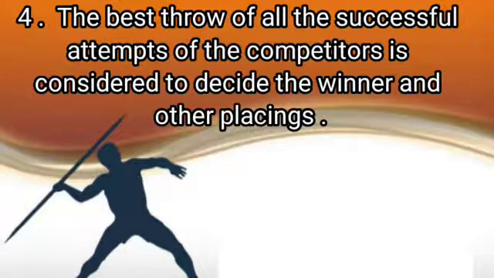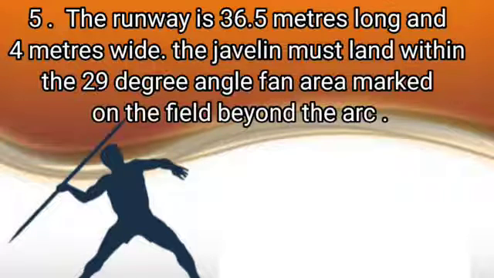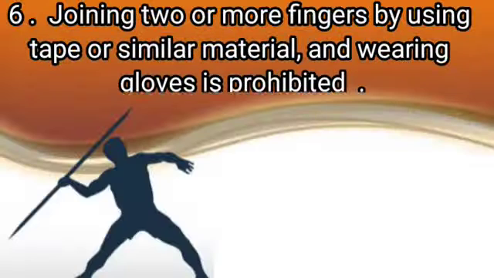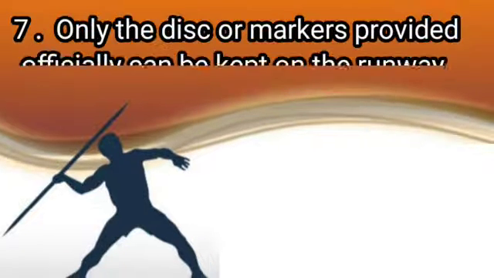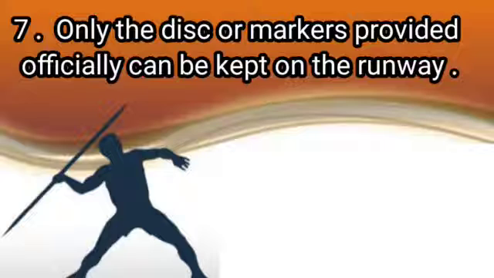The best throw of all the successful attempts of the competitors is considered to decide the winner and other placings. The runway is 36.5 meters long and 4 meters wide. The javelin must land within the 29-degree angle fan area marked on the field beyond the arc. Joining 2 or more fingers by using tape or similar material and wearing gloves is prohibited. Only the disc or markers provided officially can be kept on the runway.